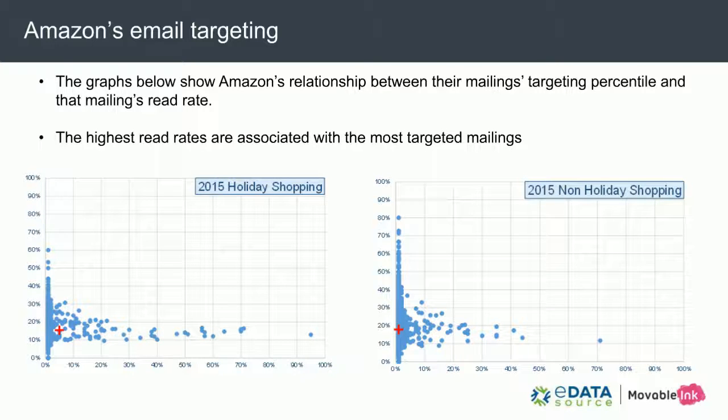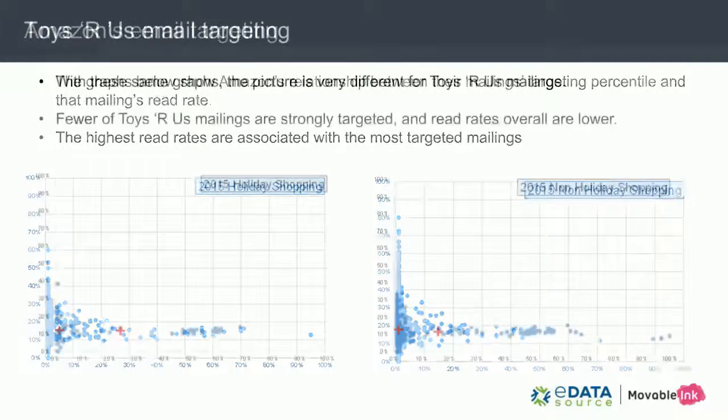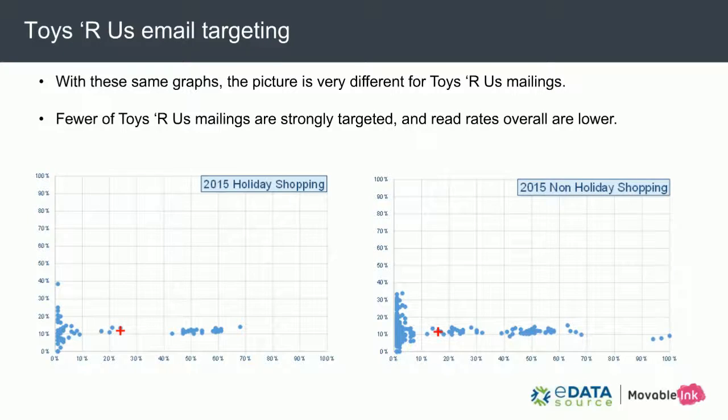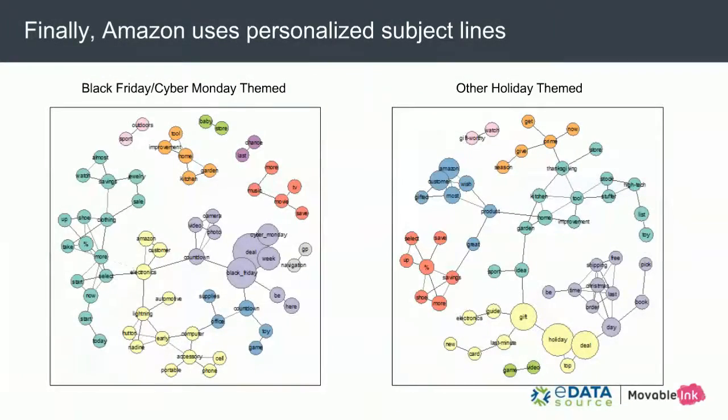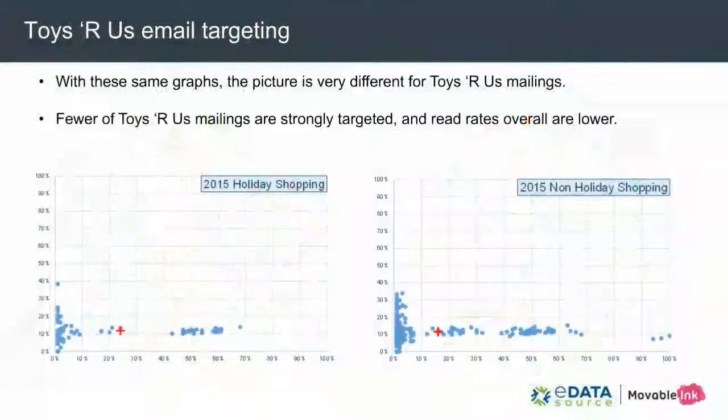Now, as a comparison, what you can see here is Toys R Us, and it's much less true for Toys R Us. More mailings to a higher percentage of the file, and more consistently lower read rates.